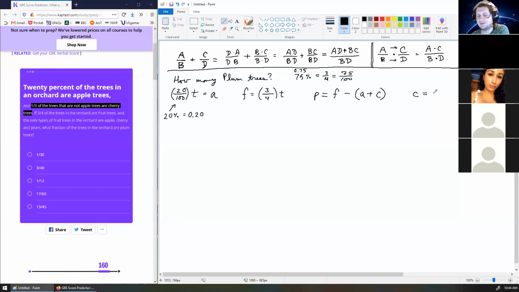So the trees that are not apple in the whole orchard is 80 out of 100. So 80%, because 20 of them are apple, right?